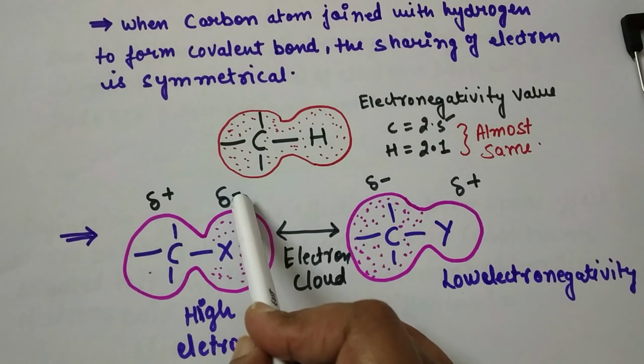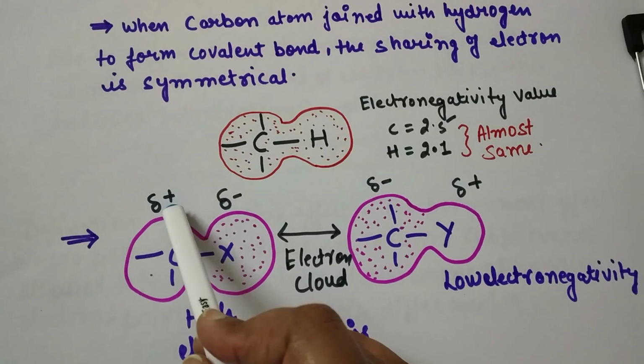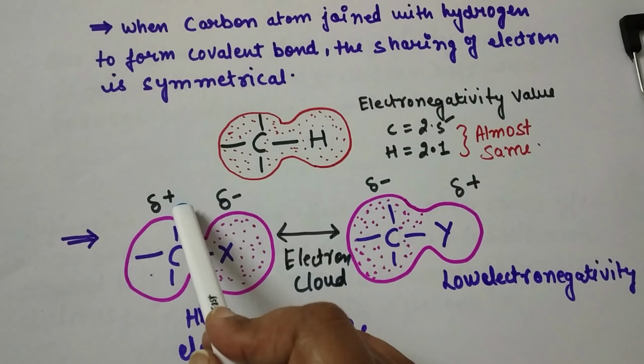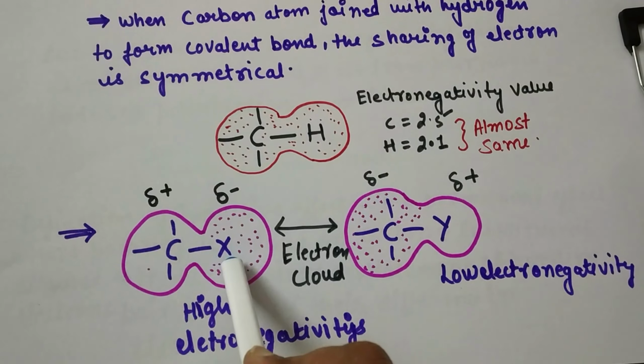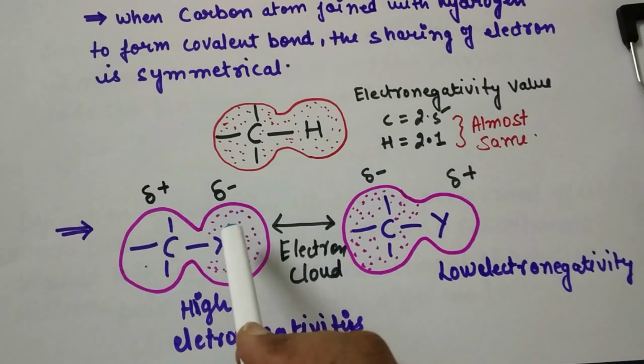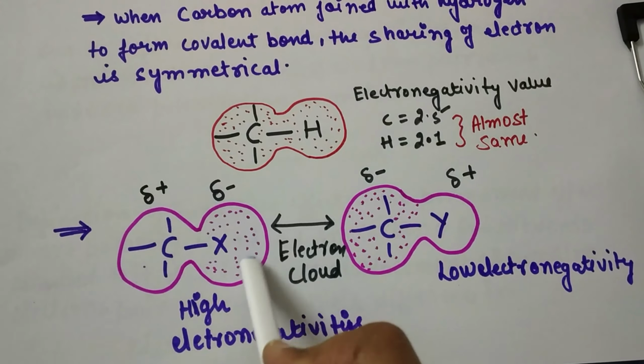As the electrons flow from carbon to the X atom, the carbon will have a partial deficiency of electrons and it will acquire a partial positive charge. So this is the case when carbon is bonded with a highly electronegative atom. This X has a high electronegativity value, so the electron cloud will appear on this X and it will get a partial negative charge.